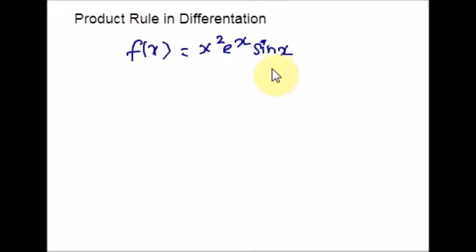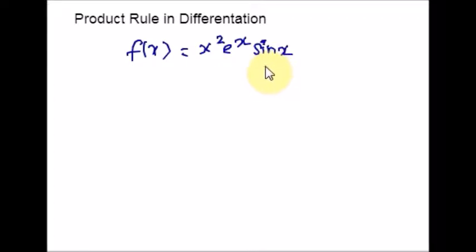Please look at this example. We have three functions. Here we have a product of three functions. So we have to use the product rule twice. This function is multiplied with this one, so use the product rule once. And finally, this answer is going to be multiplied with the third function. That's the reason we are going to use the product rule twice here.